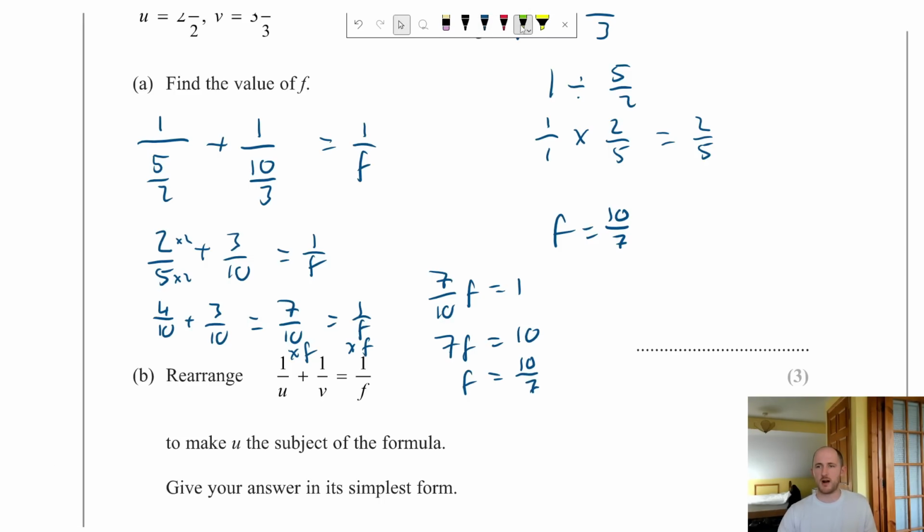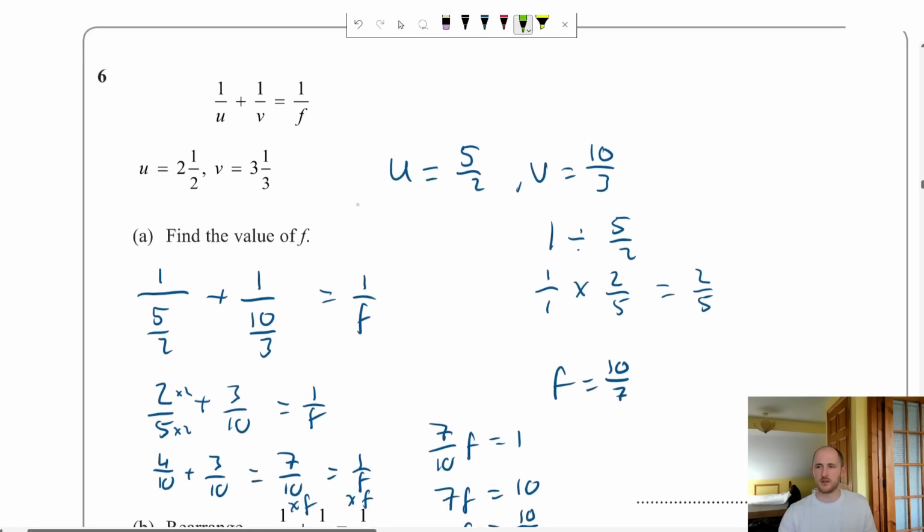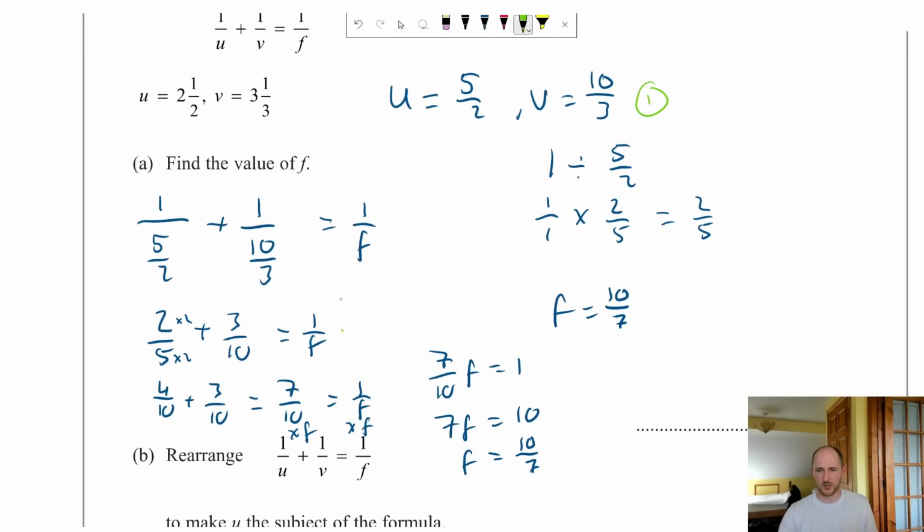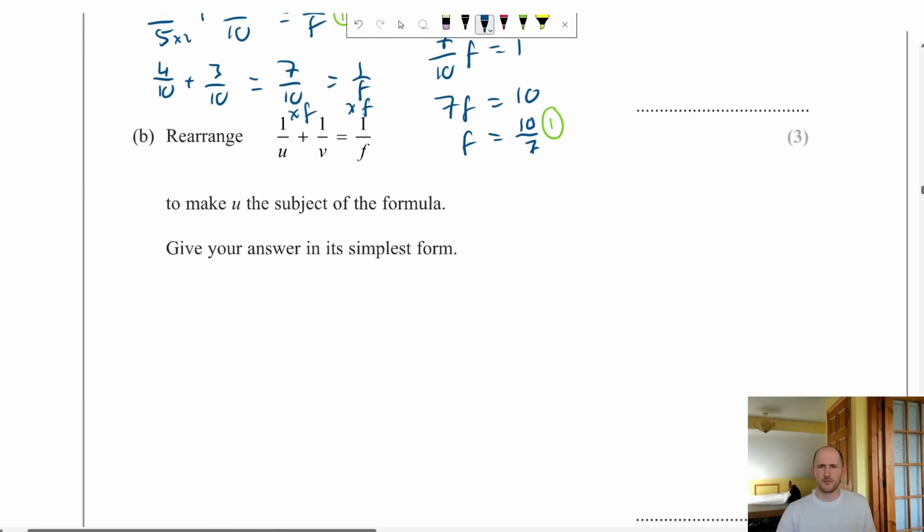In terms of your marks, you get a mark for changing into improper fractions. You get a mark for the substitution. And a final mark for getting an answer of f equals 10 over 7. Not too shabby. Now, rearrange this to make u the subject of the formula.